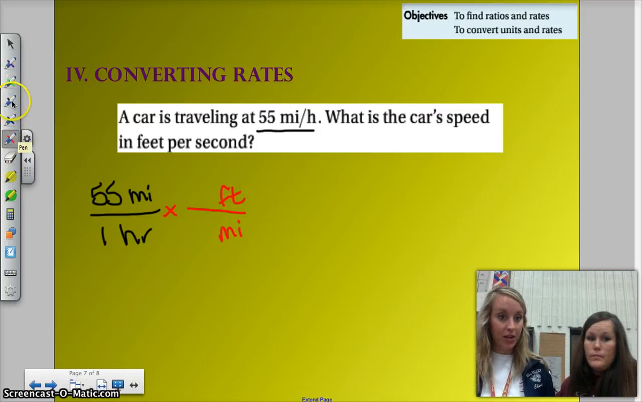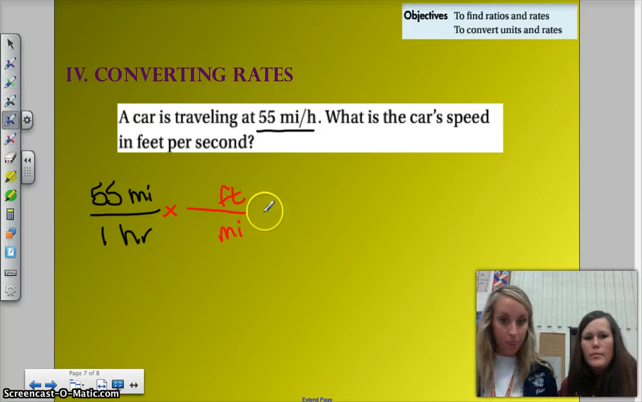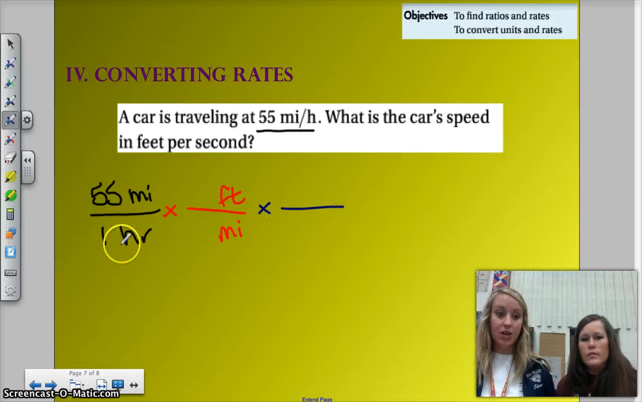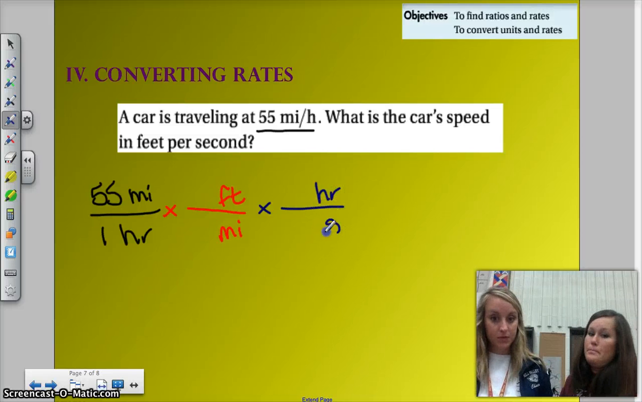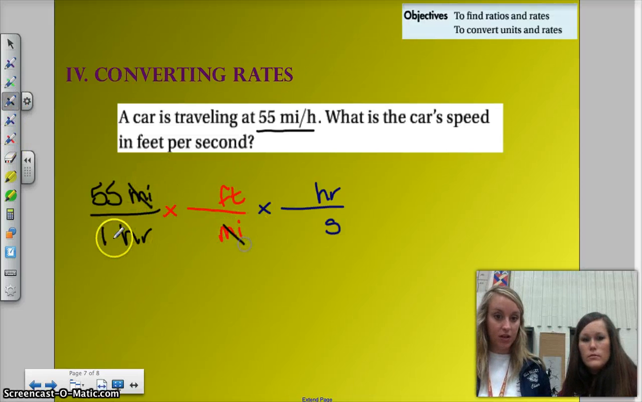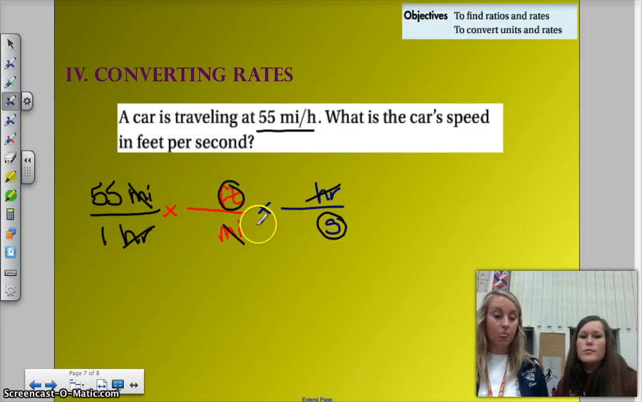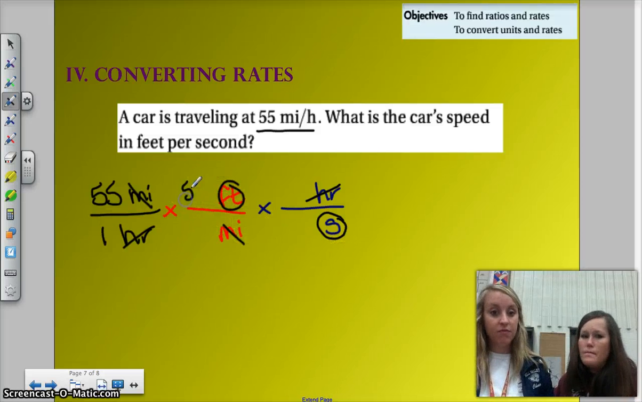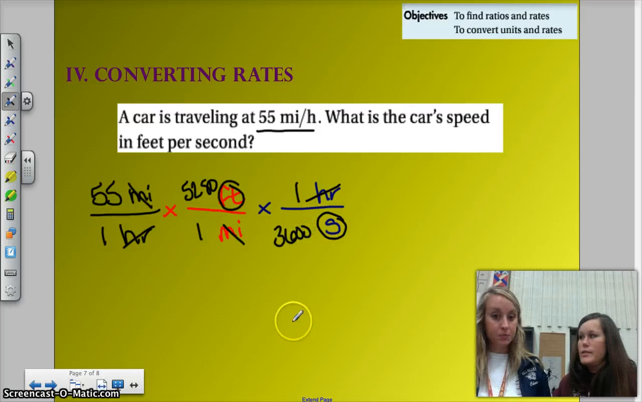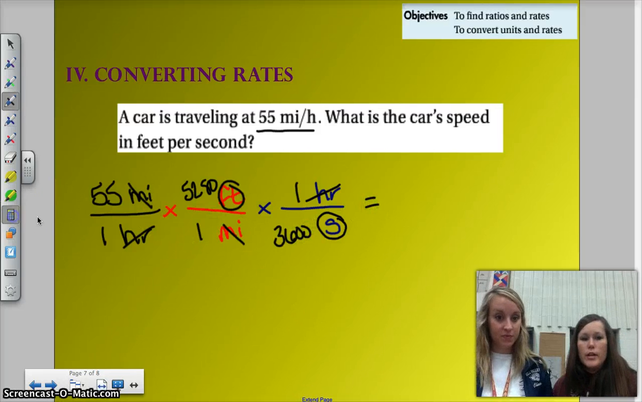Then my next one, I just multiply it by my next one. I need to get hours into seconds. So hours goes on top, so they cancel, and seconds goes on bottom. Now we fill in. My first step is going to be cancel these out and cancel these out, just so I'm making sure I have this right. Feet and seconds. So now let's fill in the numbers. I know that there's 5,280 feet in 1 mile, and 1 hour is 3,600 seconds. Now we just multiply straight across.